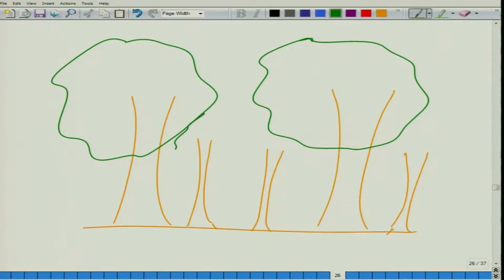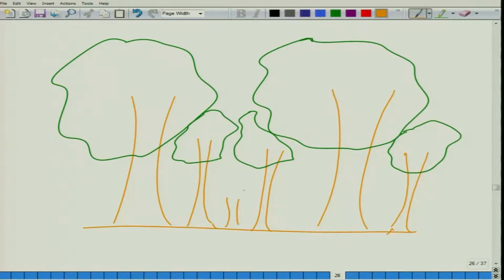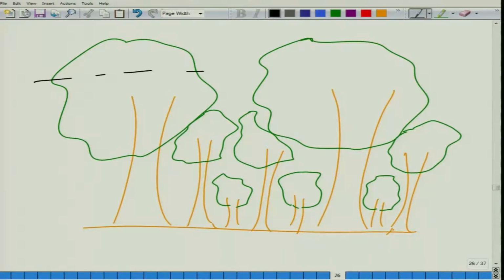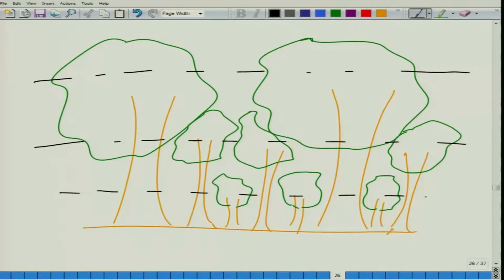Which are not able to access complete sunlight, but are able to access some part of it. So this will form another layer. Then you might also have some other species growing here that are very deprived of sunlight, but are still thriving. So this would be one layer of trees, this another layer, and this the third layer of trees. This is known as canopy layers.